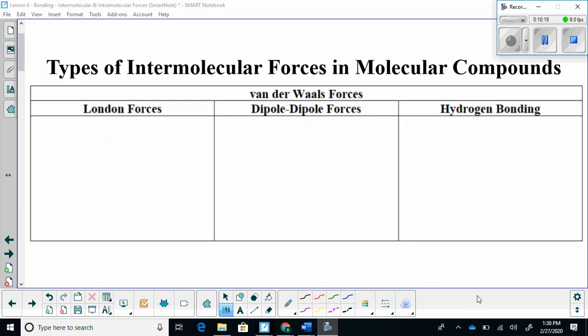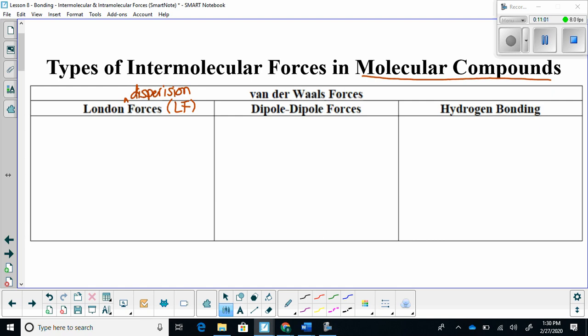Okay, there are three main types of intermolecular forces that are found in molecular compounds. These do not exist in ionic compounds, okay? The overarching name for all of these forces is van der Waals forces, okay? So he's the one who came up with them. So he has taken the overarching umbrella for all three types. The first one is called London forces, or I may refer to it as London dispersion forces, okay? For short, I will be calling them LF.